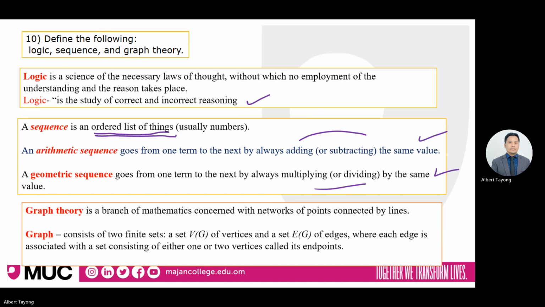Okay. Of course, graph theory, a branch of mathematics concerned with networks of points connected by lines. So in short, actually, graph theory is the study of networks. Okay. And a graph consists of two things, a set of vertices and a set of edges. Okay, that's it.